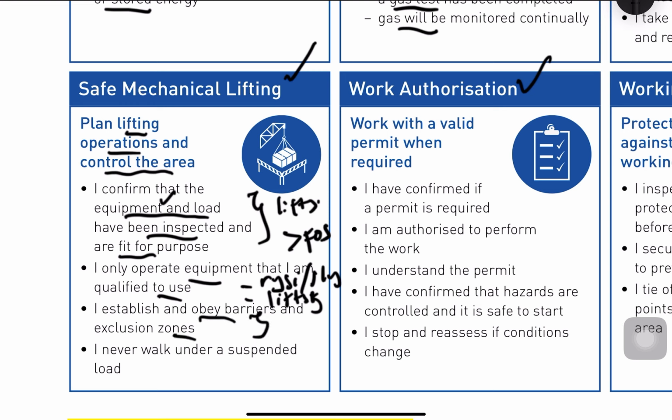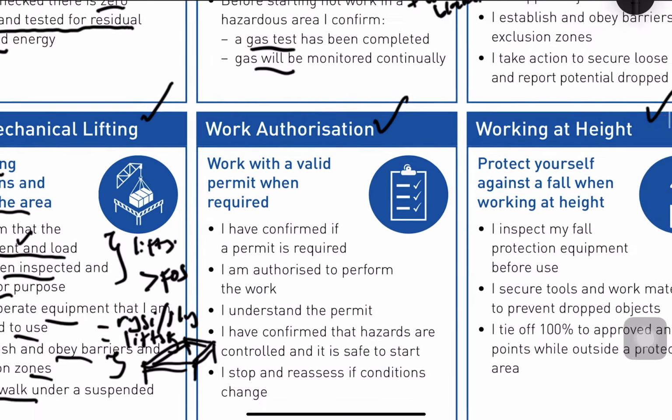I establish and obey barrier and exclusion zones. So, for example, you need to have a barricaded area for the related work. I never walk under suspended loads. So this is a big no. Ensure that people surrounding the area do not enter the barricaded area, and always be in communication with people around you.